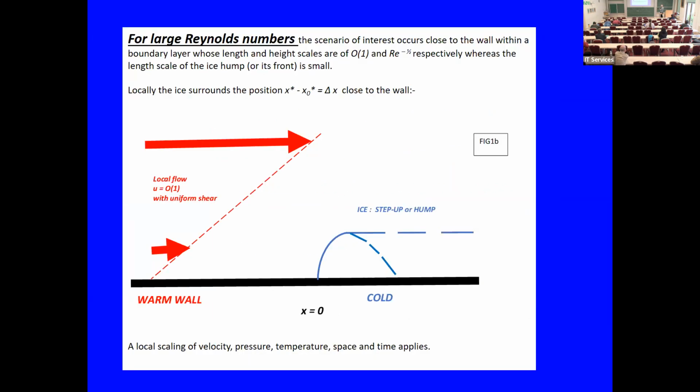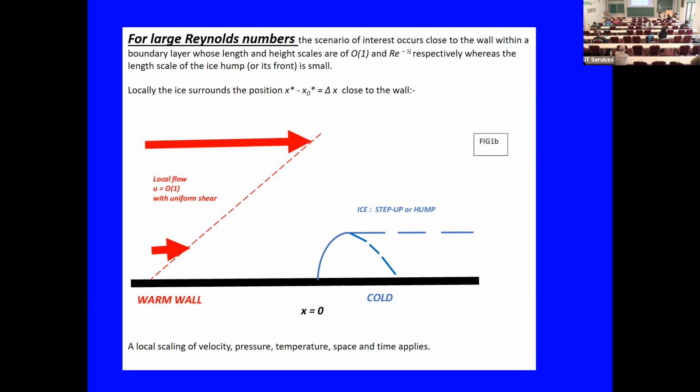And what we're going to key on is the largeness of the Reynolds number in most applications. So we're imagining the boundary layer flow is coming along, but the ice lump we're looking at is small compared with the shear flow of the boundary layer. Small in the sense of x lengths and in terms of y heights. So on the scale of the hump or the step up, we see the bottom of the boundary layer, which gives us this uniform shear flow here. The rest of the boundary layer is way up there.